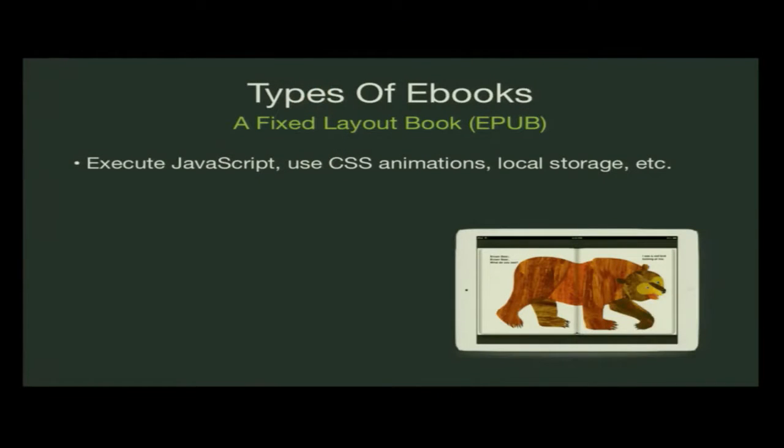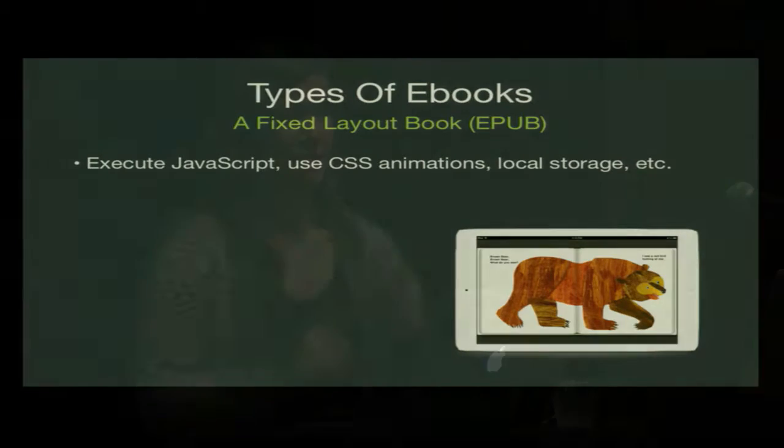Inside of a fixed layout book, if your reader supports EPUB 3, you can do things like execute JavaScript, use CSS animations. You can even store a piece of data in local storage. Lots of things that you can do inside of a web page can be done inside of an ebook like this one. The HTML5 canvas tag for dynamic drawing will work inside an EPUB like this. It's really pretty powerful.